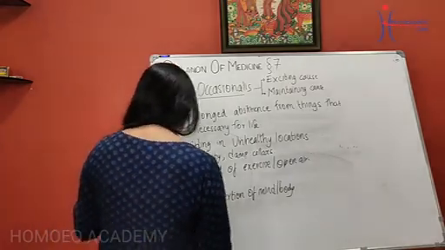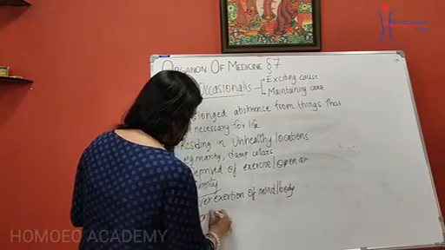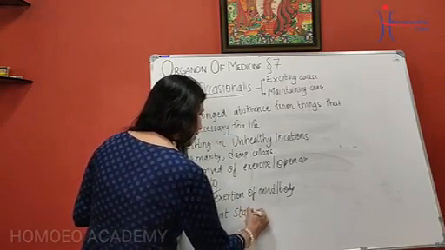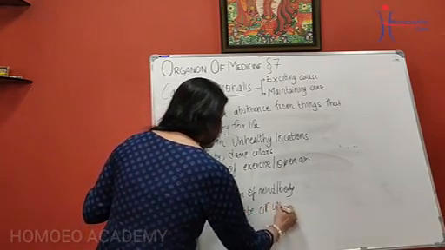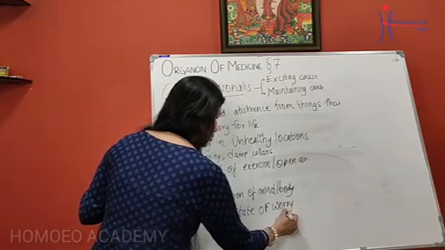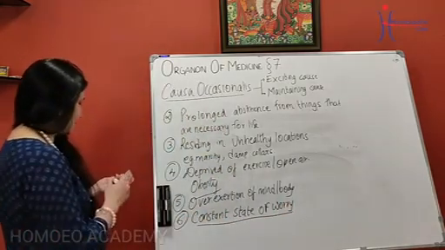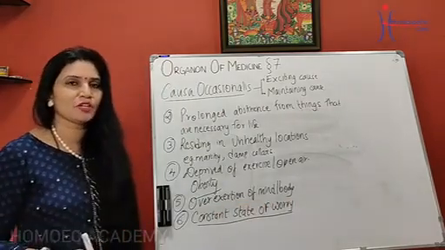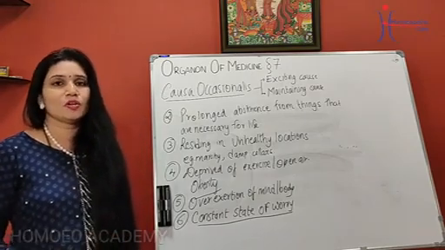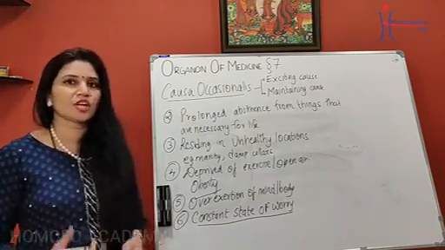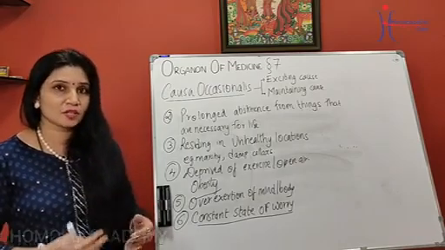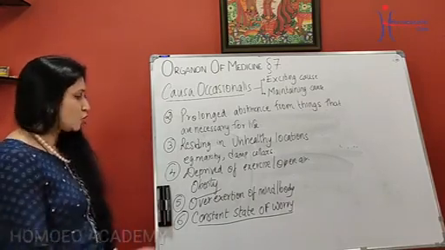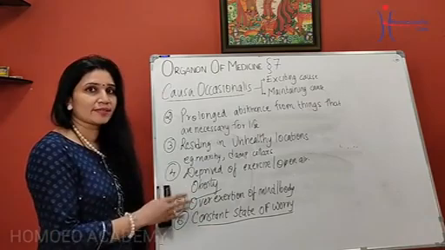Sixth, constant state of worry. This is a most important maintaining cause. Why? Because at some point of time, we all human beings are loaded with lot of thoughts which come in our mind. If every thought brings on worry, this worry will later cause physical or mental diseases. So constant state of worry also acts as a maintaining cause.